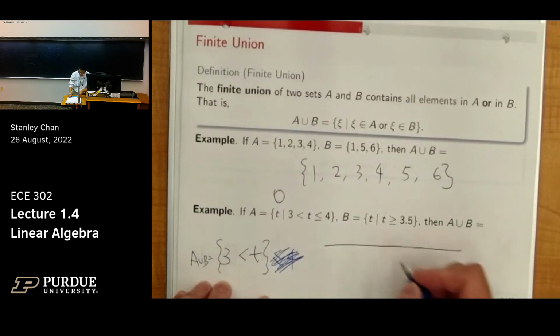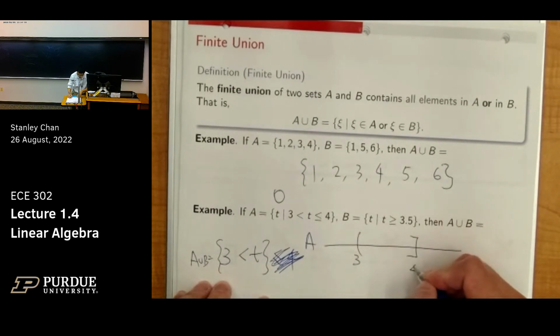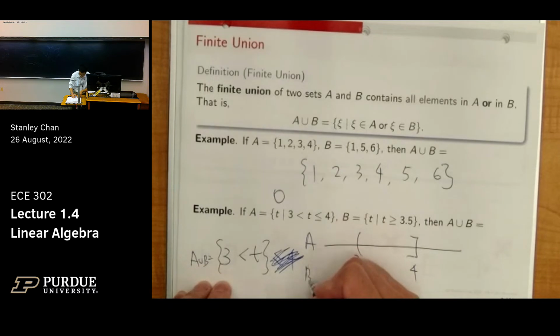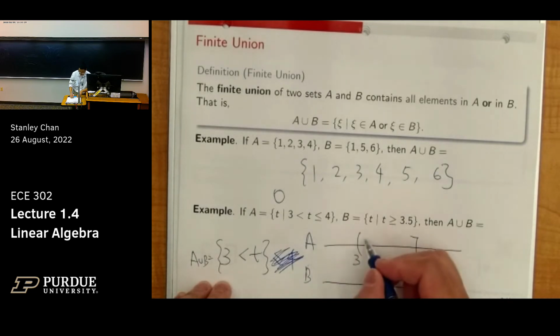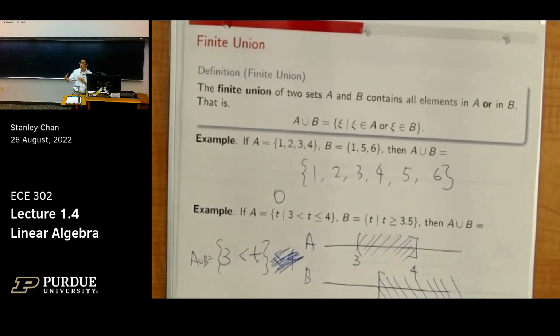Now why? Let's draw it. The set A will be between 3 and 4, and then B will be the set that is bigger than 3.5. I need to take an or. So here I'm taking this shaded area, and here I'm taking this shaded area going to plus infinity. I'm taking the or, and so it will just be anything bigger than 3. It will be the or of these two events. Is that clear? Good.